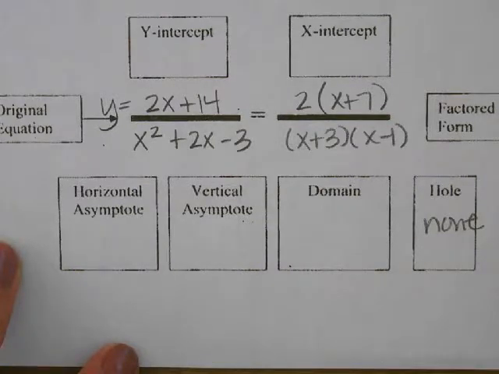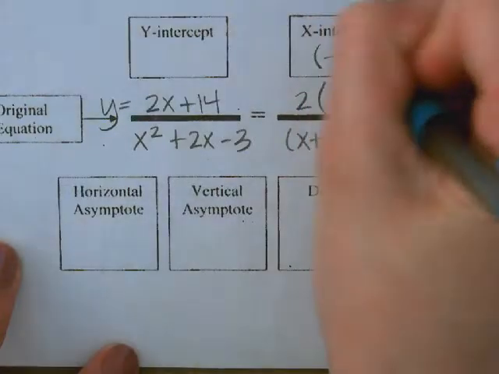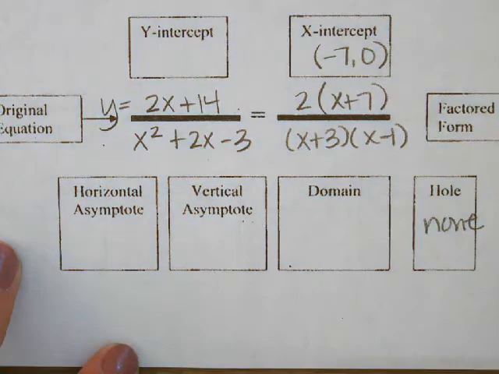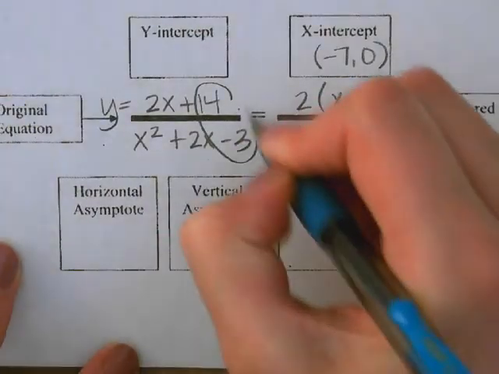What else can we see? x plus 7, x-intercept, which is -7. Good. Oh, 14 over -3. I understand.